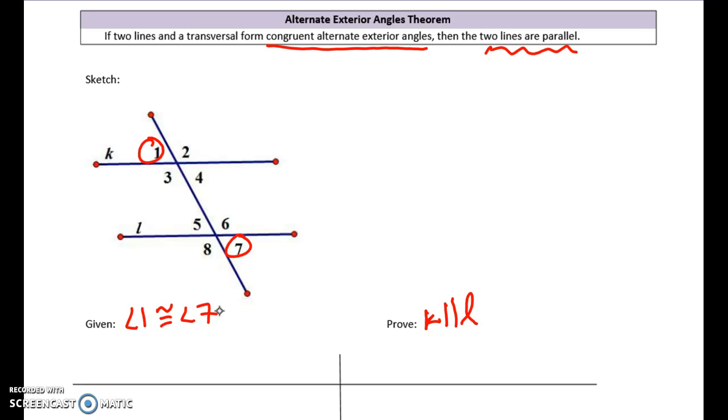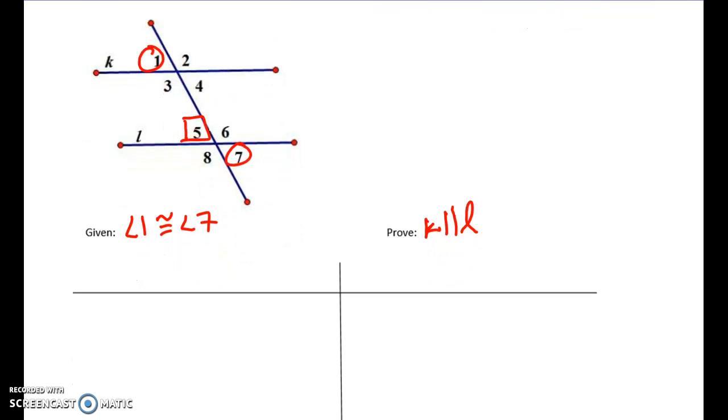And now I also want to choose a helper angle. Remember, your helper angle wants to correspond to one angle and either be vertical or a linear pair with the other one. I'm liking angle 5, but you could also choose angle 4. But I like 5 because it corresponds with 1 and it's vertical to 7. And if I talk about its relationship with both of those angles, I will eventually get the lines to be parallel. So let's begin, shall we?